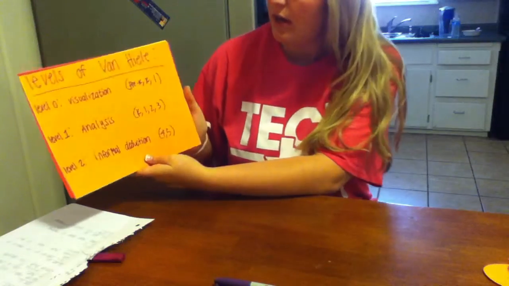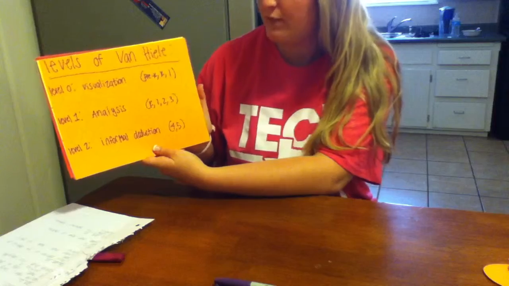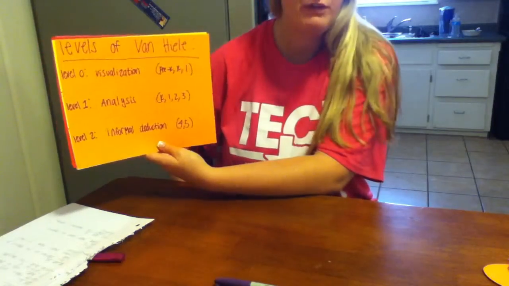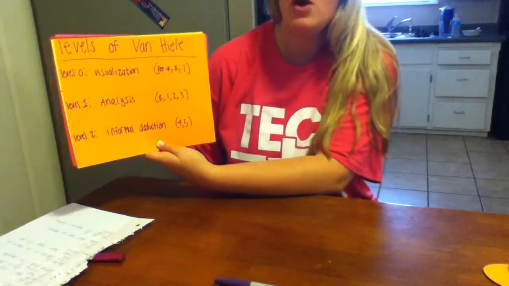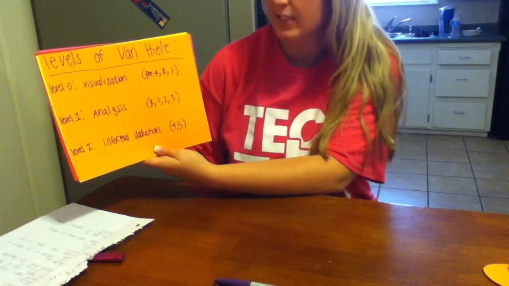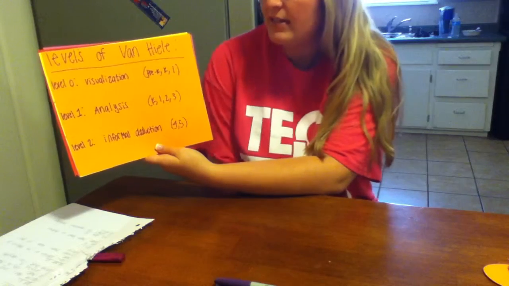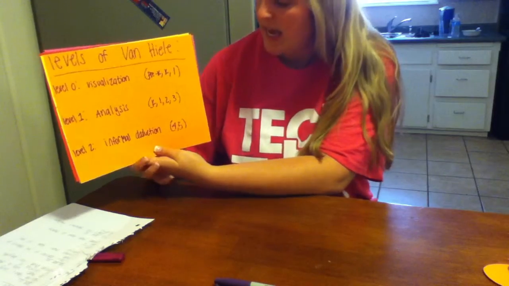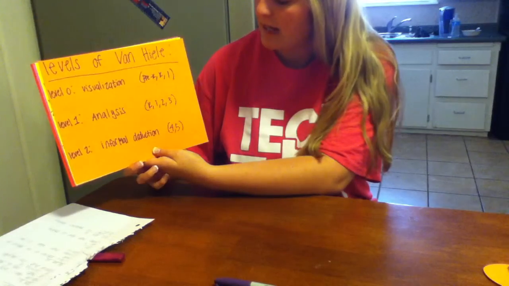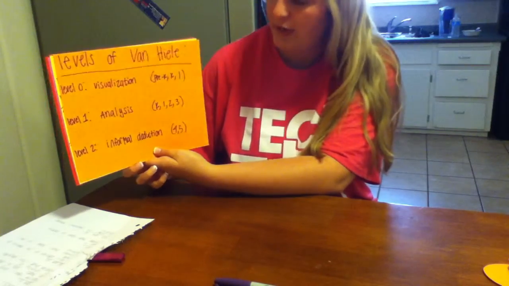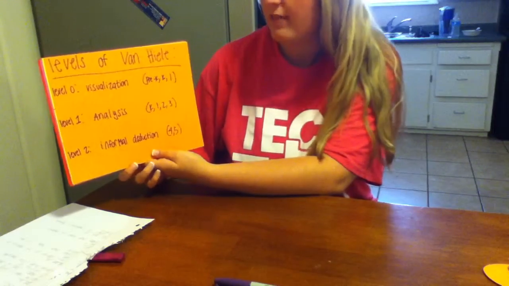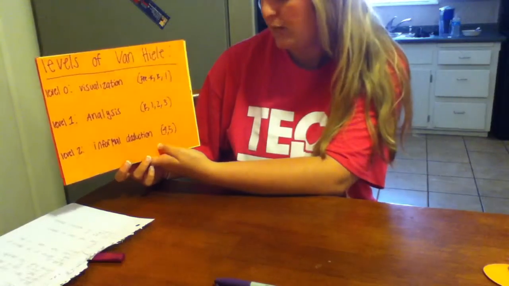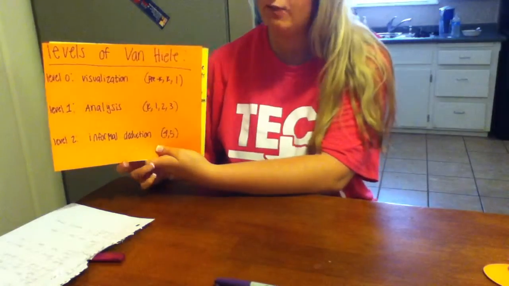So the levels that we go through are level 0, which is visualization, which is really good for kids in pre-K, kinder, and first. They are the ones going through level 0 of the Van Hiele model. And level 1 is analysis, and it is kinder, first, second, and third. And then level 2 of the model is informal deduction, which is for the upper grades such as 4 and 5.